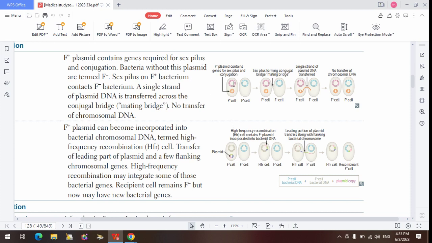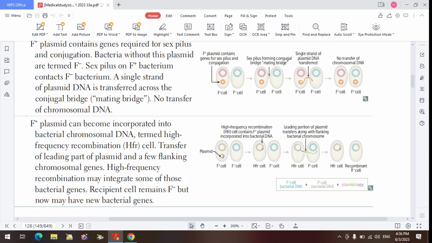So now conjugation wants to happen between these guys. As I was saying, I said three forms. You can have the F negative form, F positive form, as well as the HFR form. This HFR form is called the high frequency recombination form. What that means is that you've had integration of this plasmid into this bacterial chromosome, into this chromosomal DNA. Once you integrate or combine your plasmid with this chromosomal DNA, we are going to have formation of the high frequency recombination form, which is the HFR.